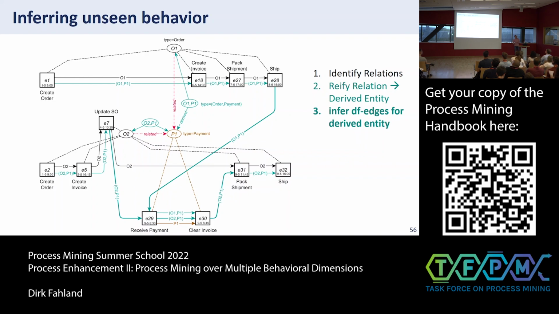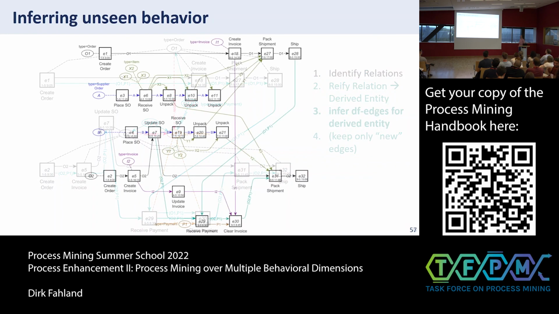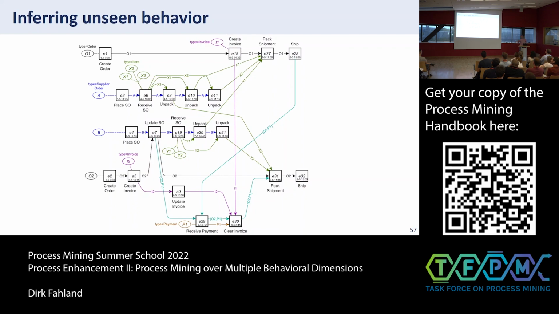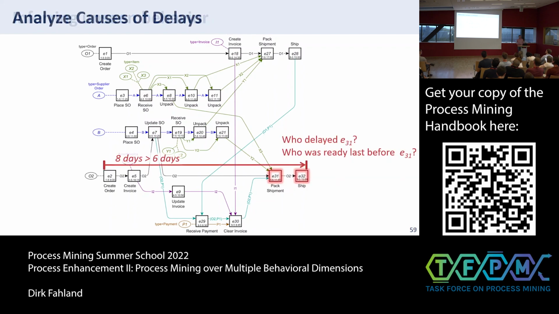So, by filtering out the edges that are new, or edges between new edges, I get this graph. So this is how I can infer unseen behavior over relations. It's modeling. Yeah? This is no longer plain data preprocessing. We're doing behavioral modeling here on the level of events. But if we do this, we can analyze, for example, why this shipment was delayed. I start with the event E32. I want to know what happened before E32. Who's the cause that I didn't ship within 6 days?